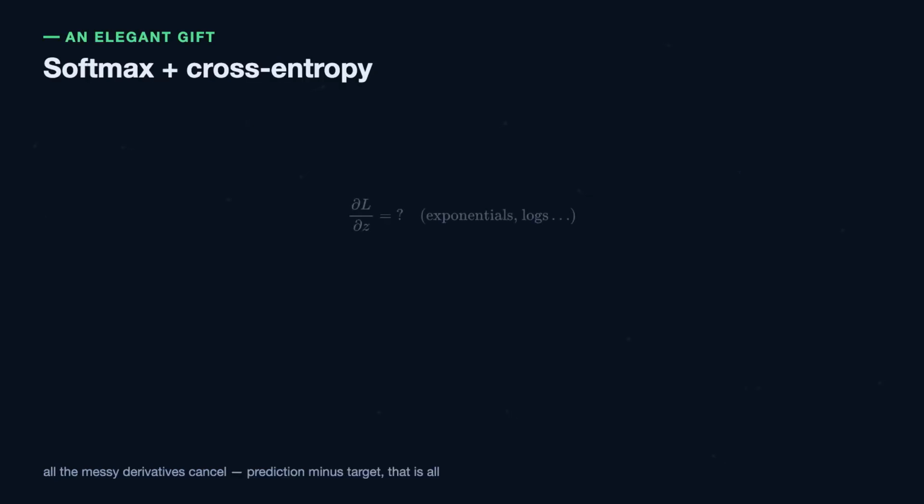One elegant detail that feels almost like a reward. When you pair a Softmax output with the cross-entropy loss, the gradient at the output simplifies dramatically. All the messy pieces, the exponentials, the logarithms, cancel against each other. And what remains is just the predicted probabilities minus the true labels. Prediction minus target. The very first delta, the one that starts the whole backward sweep, could not possibly be cleaner.